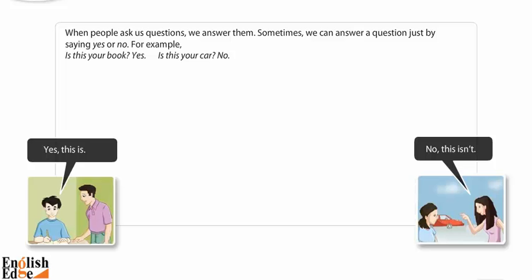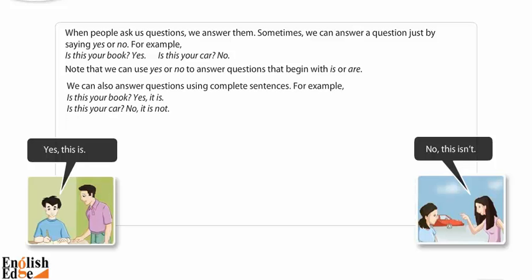For example, is this your book? Yes. Is this your car? No. Note that we can use yes or no to answer questions that begin with is or are. We can also answer questions using complete sentences. For example, is this your book? Yes, it is.